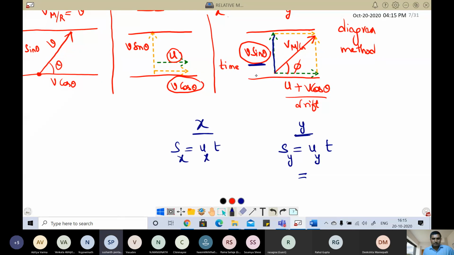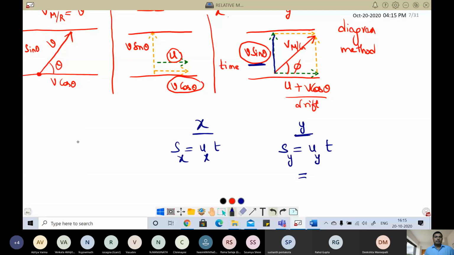Sir, I have one doubt, sir. What is the doubt? Sir, in the diagram method, first you give that the angle is theta, no, sir. The vector v is making an angle theta, in the first diagram you gave, sir. That is the velocity of man with respect to river. In the third diagram, the angle changed to phi, no, sir. Like, what is that angle phi there? Phi is the angle made by the velocity of man with respect to ground.